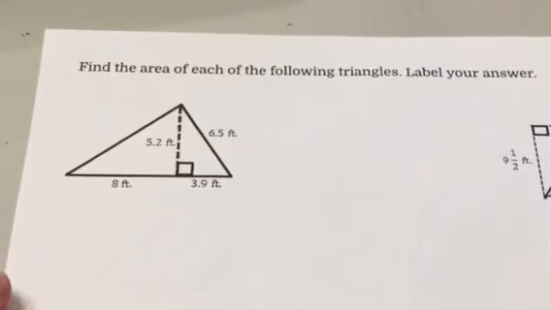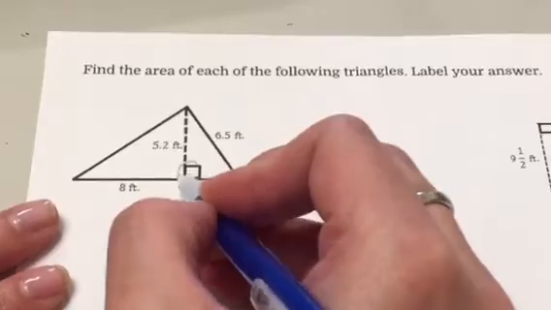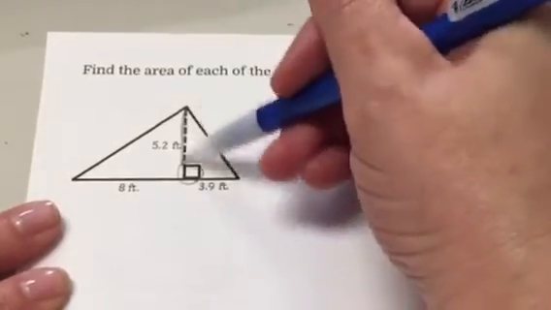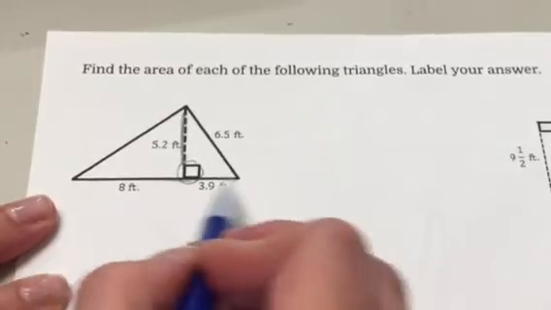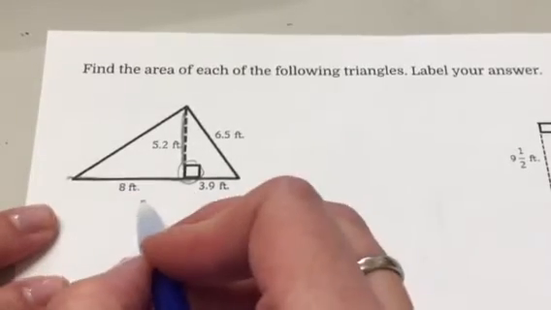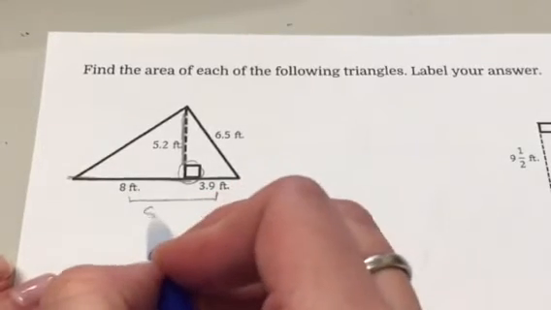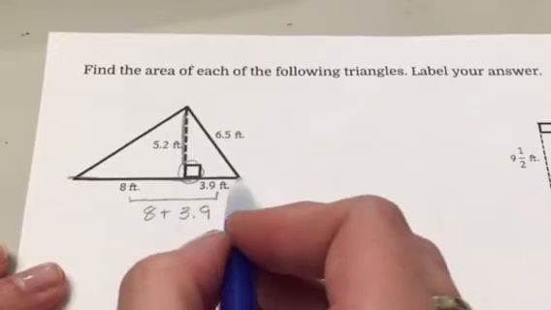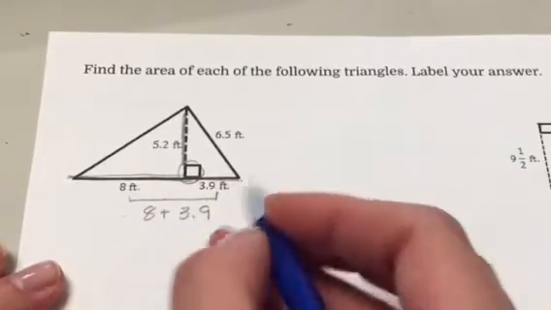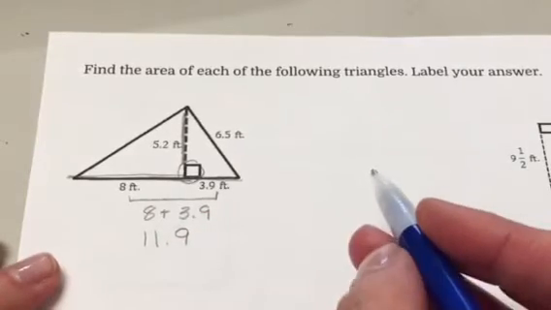In the first triangle, they're just asking us to find the area here. So I'm going to go to the right angle. I know that this is my height, that 5.2. Now my base is going to be on the bottom, but to get the full base, I have to combine 8 plus 3.9, because this whole thing is the base of the triangle. So when I add those, I get 11.9.